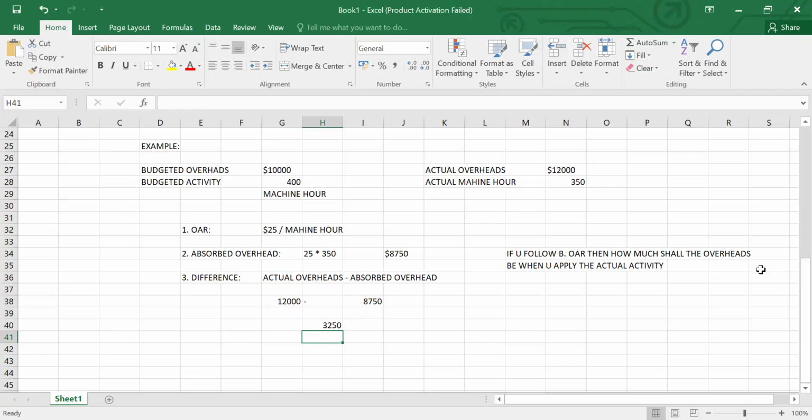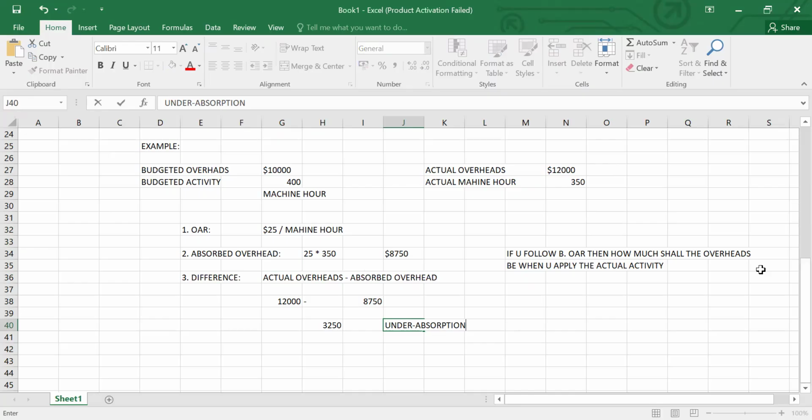What does this mean? This means that the expense was 12,000, but you have just recorded 8750. The actual expense was 12,000, but you just assumed that it will be 8750. What you did, basically, is under absorption. You under absorbed the overheads because the absorbed overheads were just 8750. In reality, the answer was 12,000.